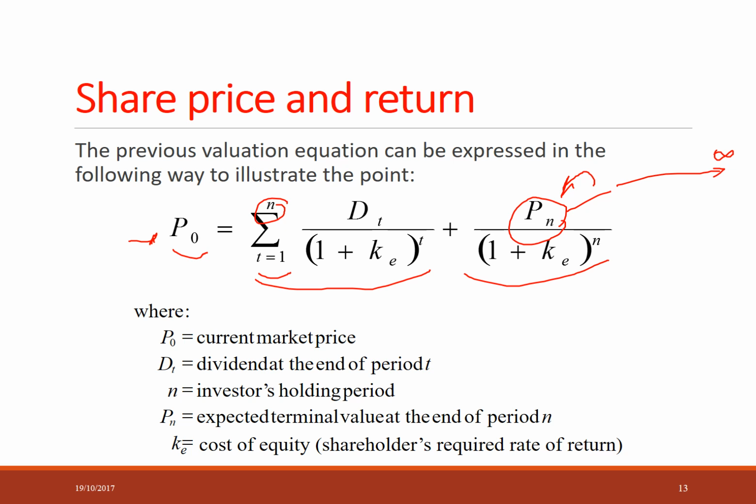So overall, the calculation here is simply the same as before, where we have the present value of all the future dividend payments, right? So this is simply the value of the future dividend payments beyond time n, discounted back to time 0.